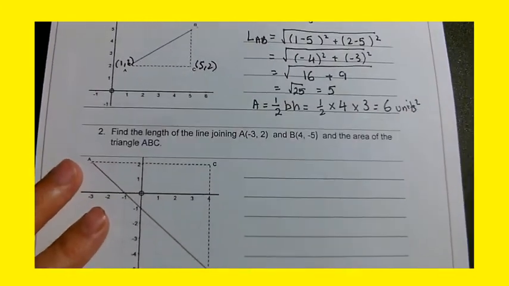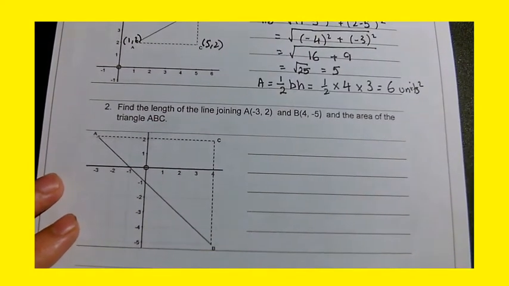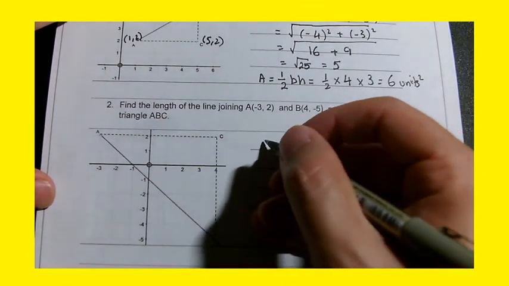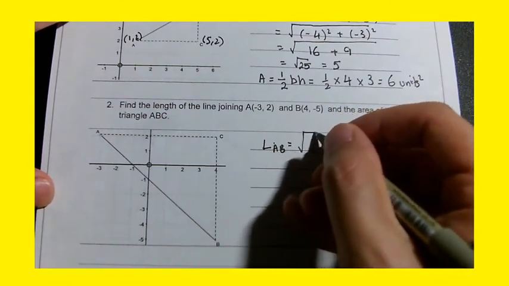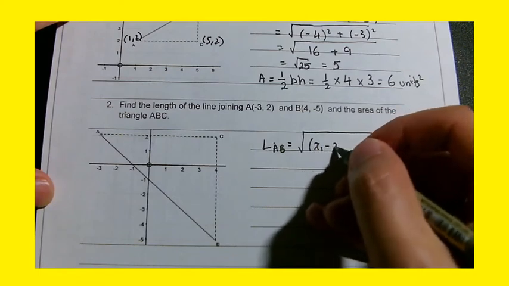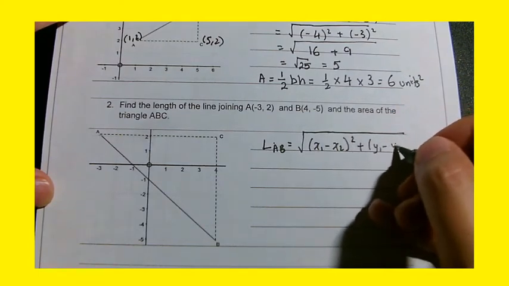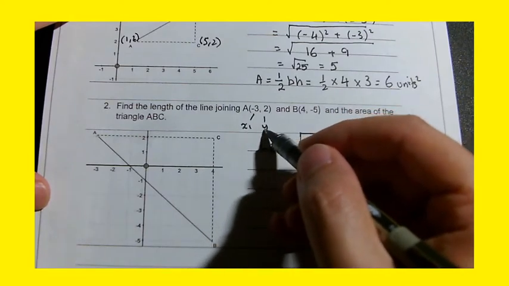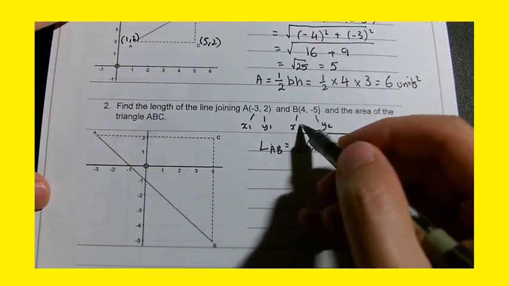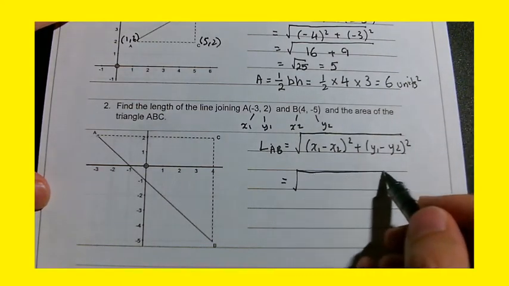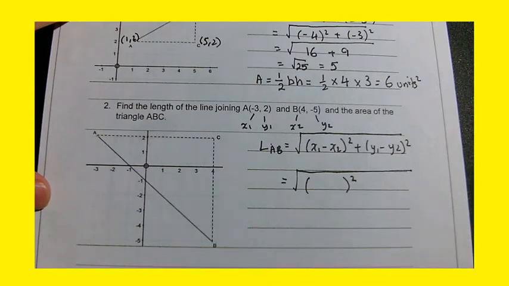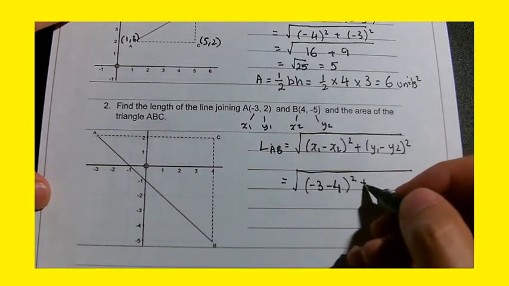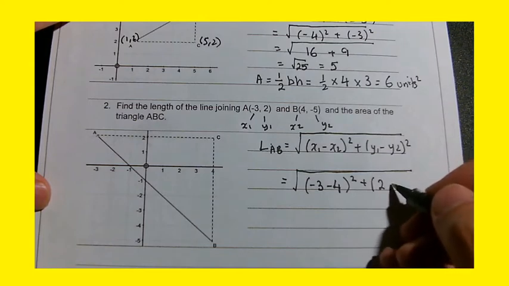Right, this one here, similar sort of question. Find the length of the line joining these 2 points and the area of the triangle ABC. So again, I'm going to use my length formula, x1 minus x2 squared plus y1 minus y2 squared. I like to quote the formula out because then at least I know I'm on the right line. x1, y1, x2, y2. So x1 minus x2, so minus 3 minus 4, plus y1 minus y2, 2 minus minus 5.